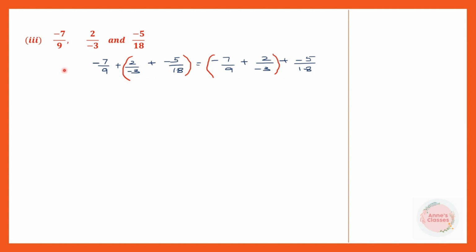Let's begin with the left hand side. So here we are writing the first rational number as it is, minus 7 by 9 plus. Now we are going to work out what is inside. So for this, can you see that in this rational number, the denominator is negative. So we are going to move this negative to the numerator. Now I hope all of you remember how we are able to remove this negative sign. Now let me show that to you once again.